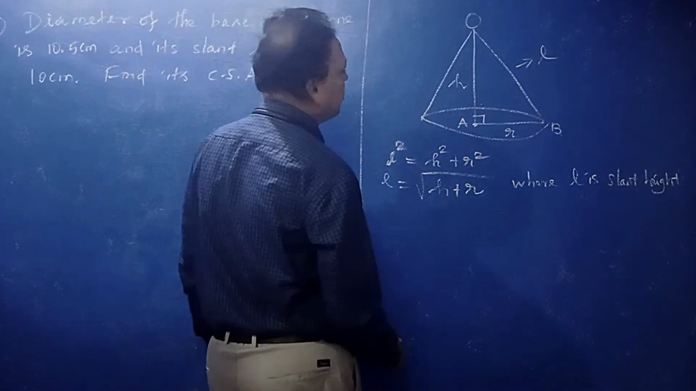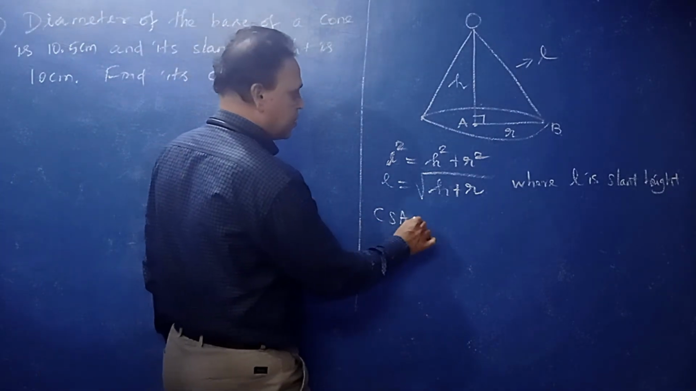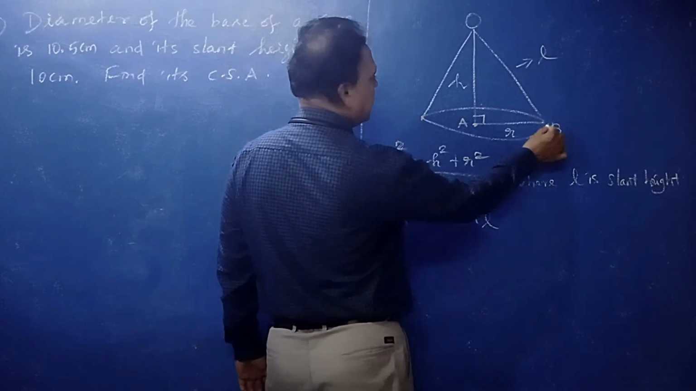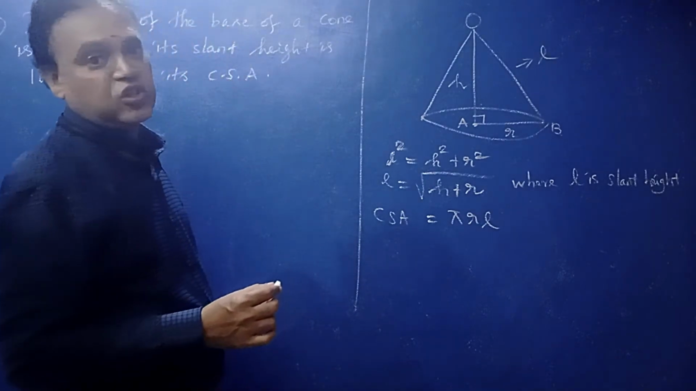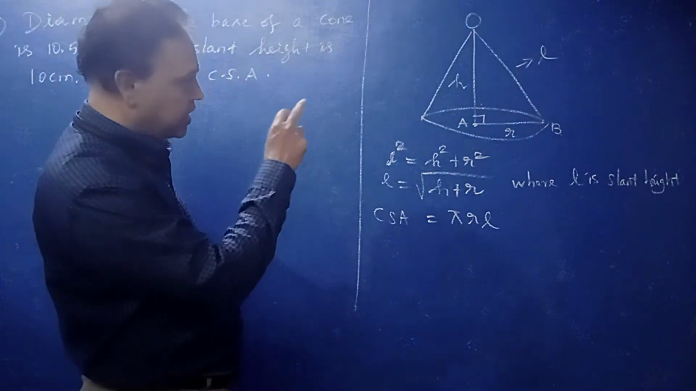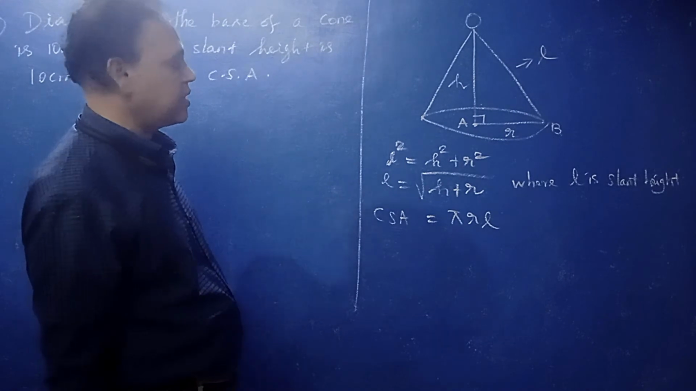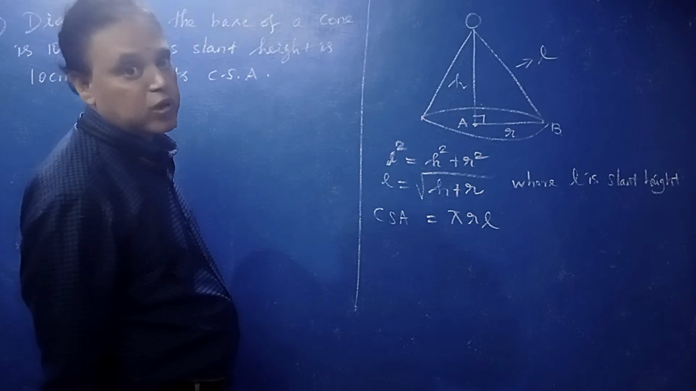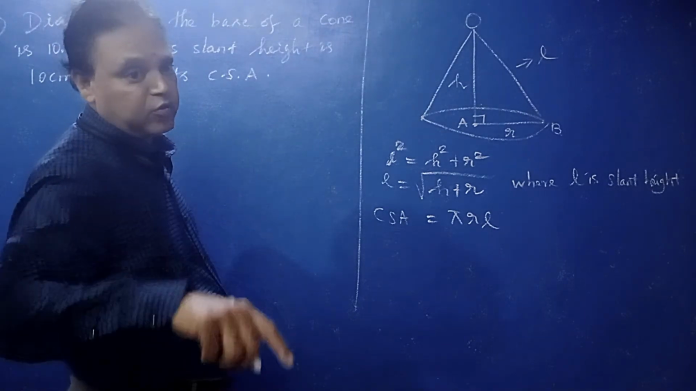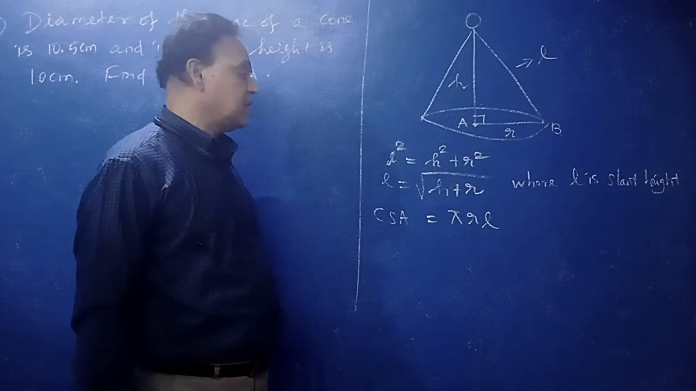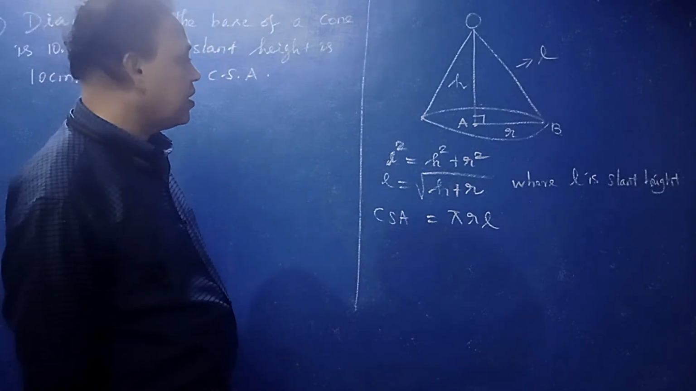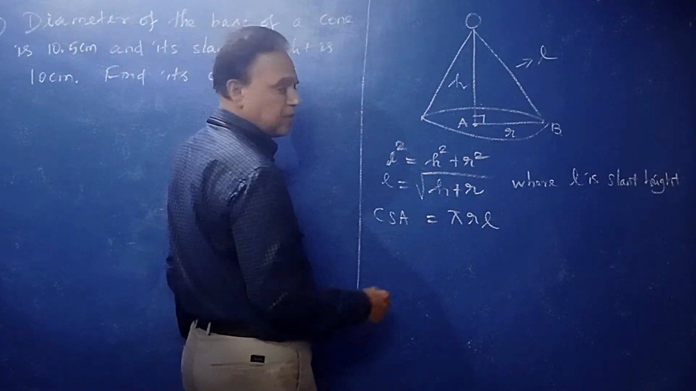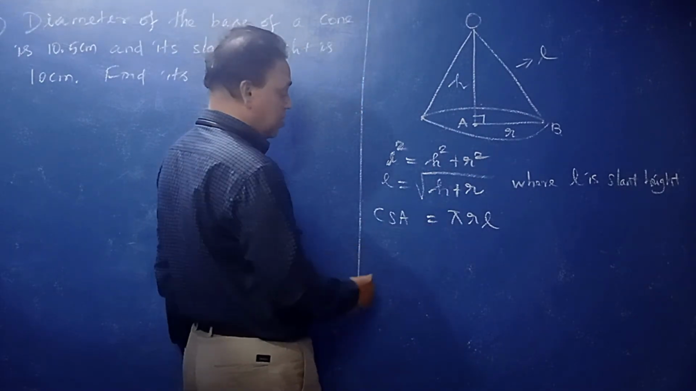Now the CSA of cone is equal to pi r L. That is the circumference of the semicircle of the base. You have only one base, so you have to take the semicircle of the base. In cylinder, what we have taken is pi r squared, and the circumference 2 pi r. Here the semicircle circumference you have to take, into slant height. Easily you can remember this formula. With the idea you have to always prepare.